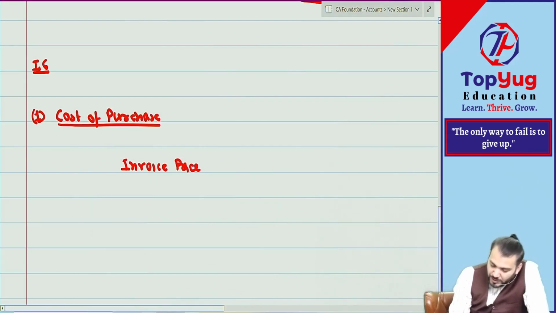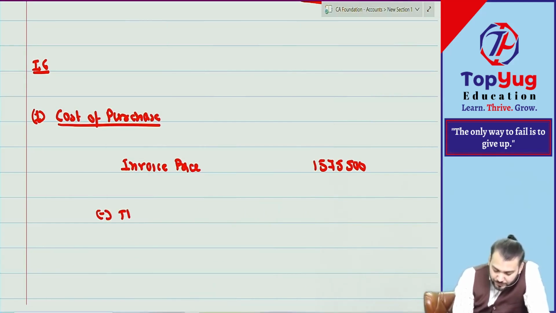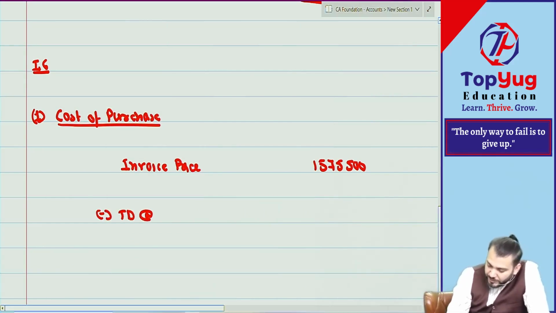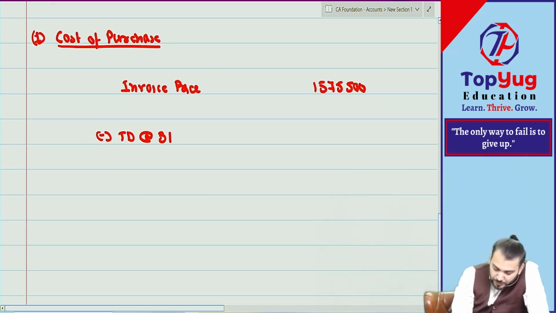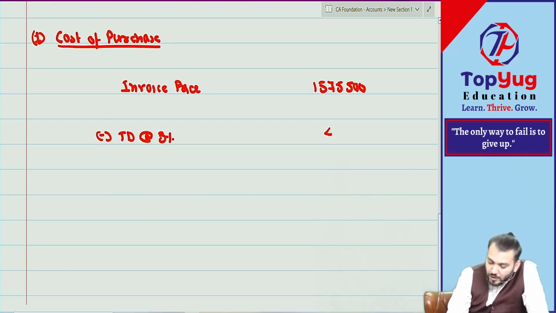How much? 15 lakh 75,500. Then minus what? At what rate? 3%. 3% is what? 47,265. Then what?